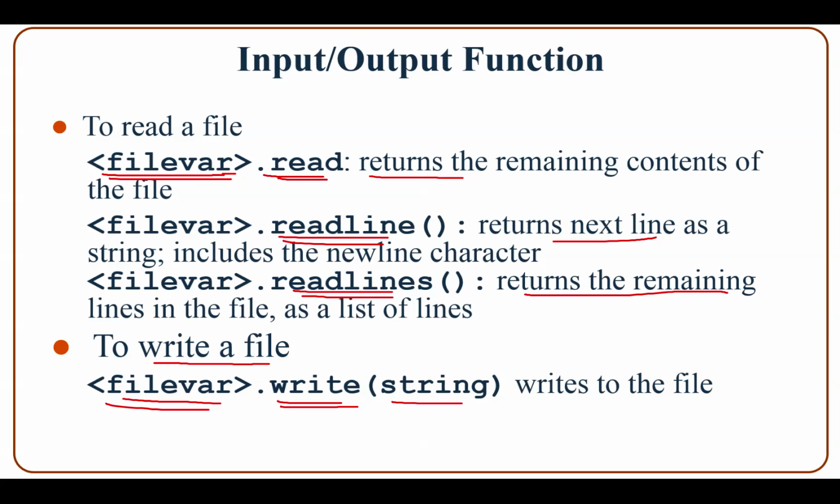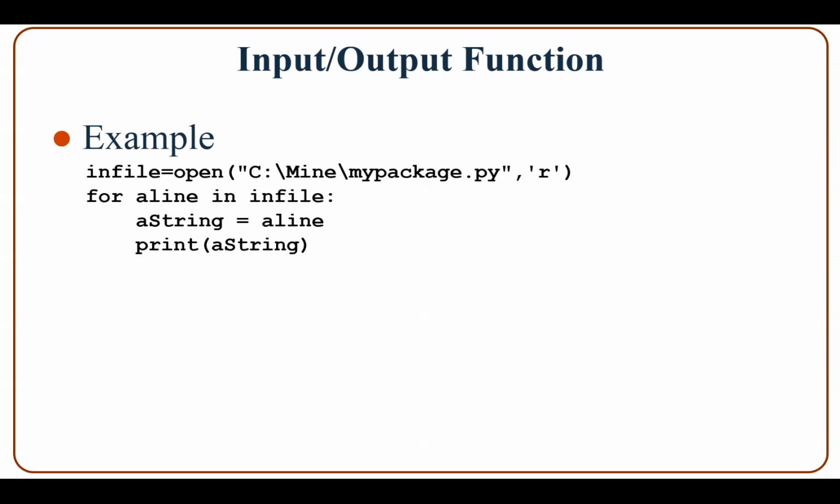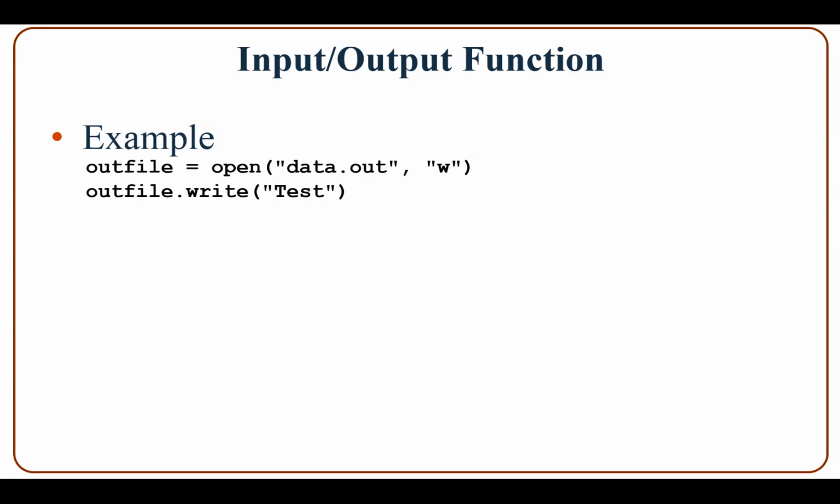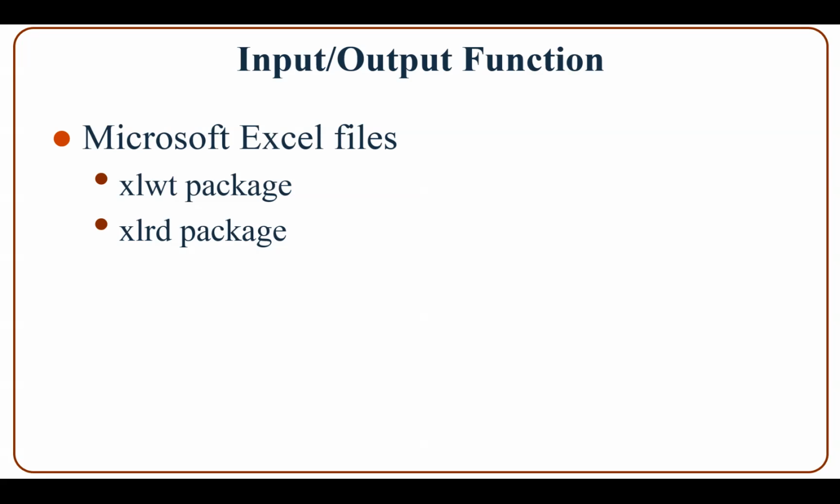This is an example. I have a file, actually this is a module, namely mypackage.py, and I want to open this file for reading. And then for each line in the file, where file is the file variable, I get a string. I read a string from the file and store it in a string, and then print the string. This is another example for opening a file and writing to the file. So you use the W parameter as a second parameter, and also give it the file name to write as the first parameter. And you write just the string test. For handling Microsoft Excel files in Python, you can use the XLWT package and the XLRD package.